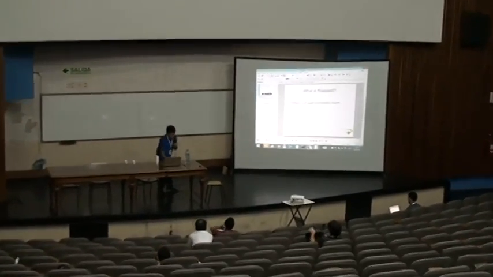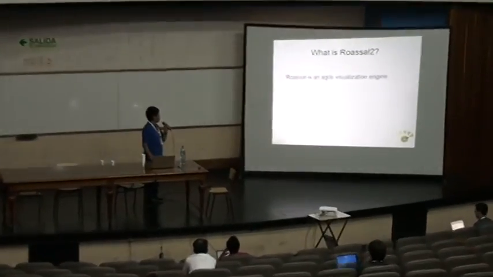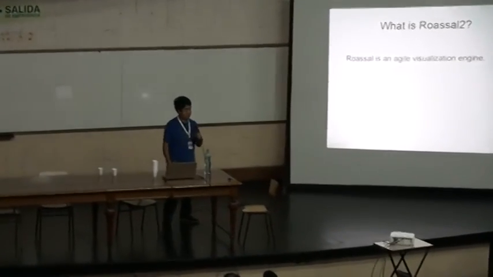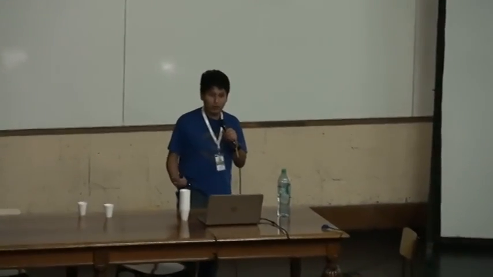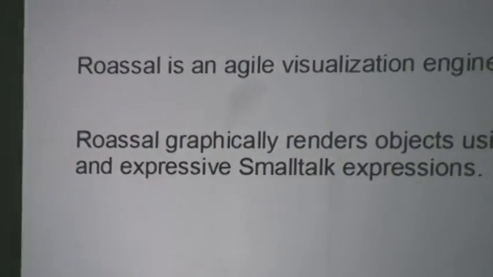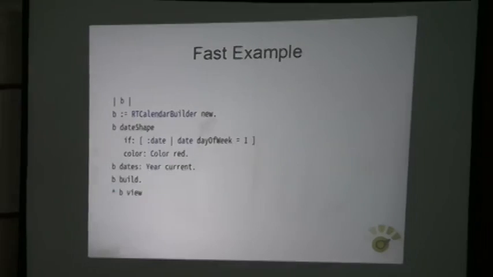So first, what is Roassal? Roassal is an agile visualization engine. That means that you can create a great visualization with this with Smalltalk. Roassal graphically renders objects using short and expressive Smalltalk expressions. So you can use blocks, you can use all the facilities that Smalltalk provides you to create a good visualization.